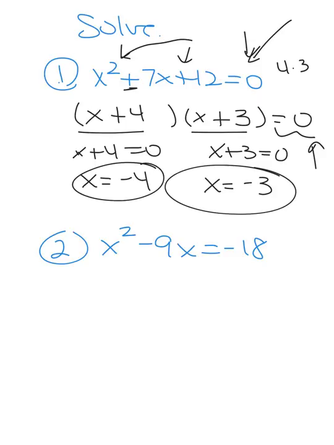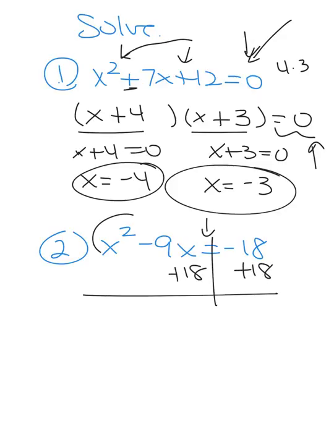Now, looking at number 2, I don't have my equation set equal to 0. There's my equal sign, there's my wall. So the first thing I have to do is add 18 to both sides, because again, whenever I have the second power or higher, I bring everything to one side and see if I can factor it. So I have x squared minus 9x plus 18. I'm going to write that in standard form.